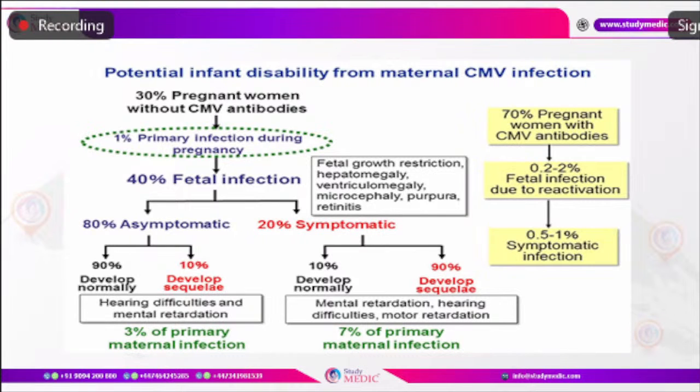The most common methodology to determine whether the baby is being affected or not is the ultrasound. And in the ultrasound, the most common features that we see are hydrocephalus, microcephaly, periventricular calcification, and ventricular leukomalacia.